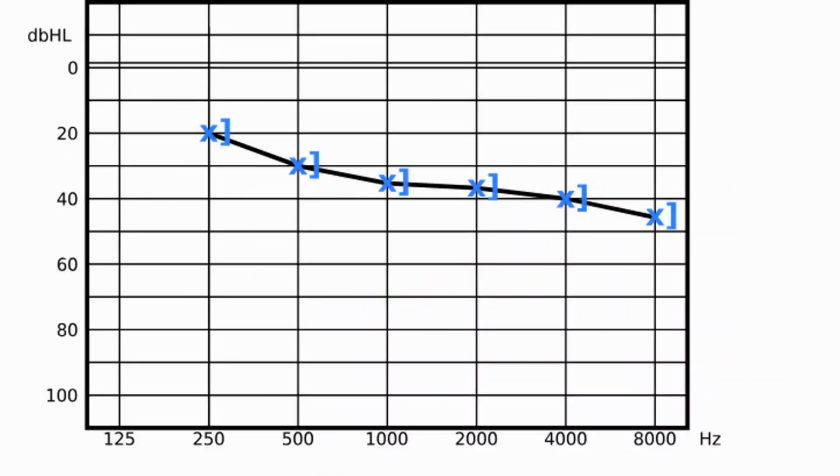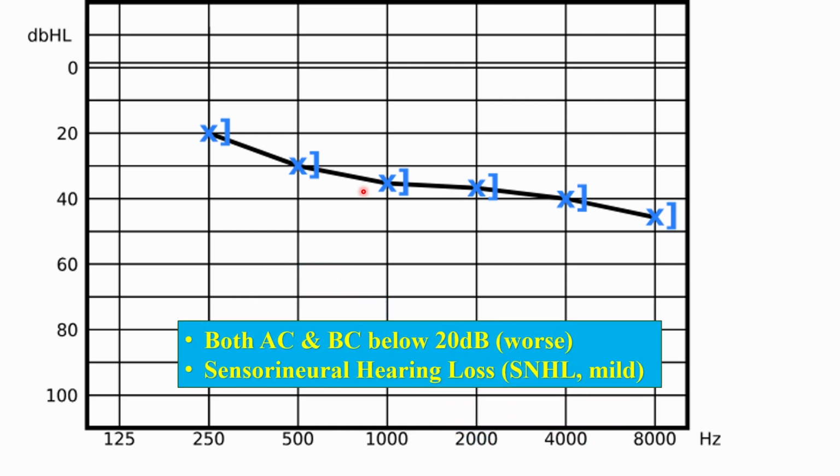Now coming to the next graph, if we look at this graph, both air and bone conduction graphs are below 20. So this is in blue and cross, so this will be of the left ear. Both air and bone conduction graphs are below 20. Secondly, the gap is less than 15 decibel. You don't have to write that there is no gap; you just write the gap is less than 15 decibel. So both air conduction and bone conduction are below 20 decibel. Both are worsened, if you remember the previous table which I have shown.